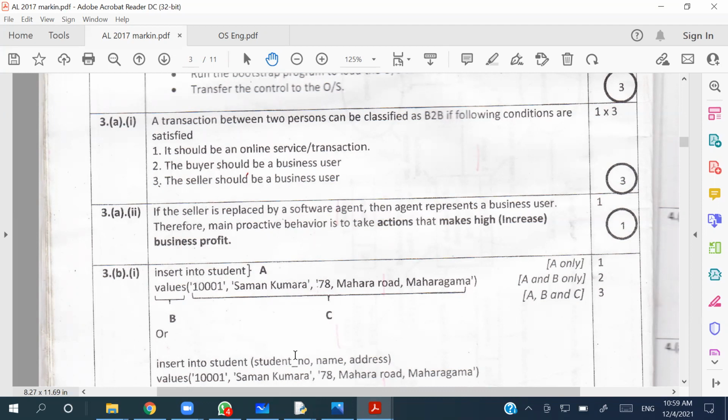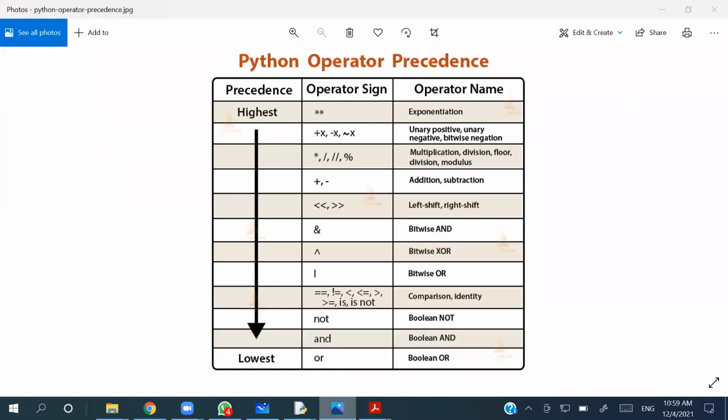Okay, so for that you are given only 1 mark. So 3 marks for the first part. A, Roman number 2 is 1 mark. And part B, Roman number 1, they are asking about the insert statement.